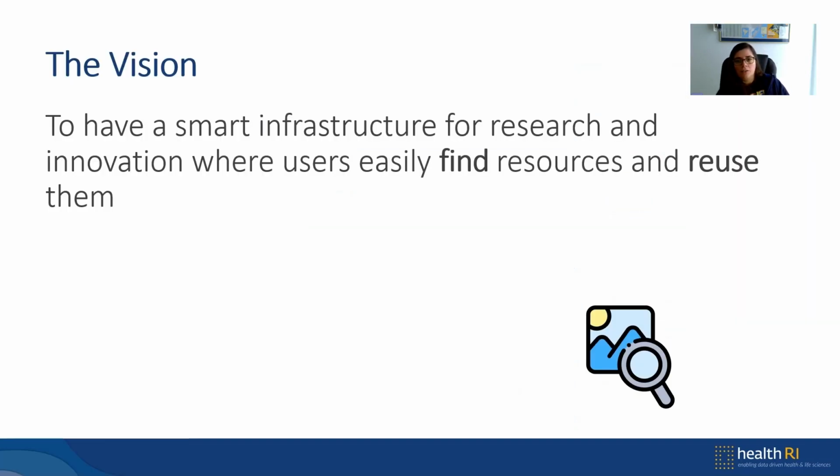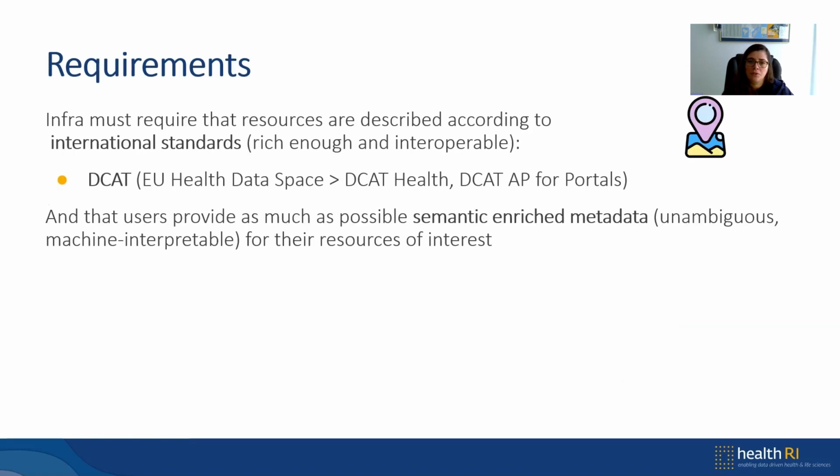So, to start, I would like to declare our vision. As a community, we would like to have a smart infrastructure for research and innovation where users easily find and reuse resources that are relevant for them. This vision requires that resources are described according to some international standards, so that their metadata is rich enough and interoperable. One important international standard is DCAT, which is being used by the European Health Data Space and also further specified for health-specific information. And we also have DCAT AP, which stands for Application Profile for Portals, that we're going to go into details in a little bit.